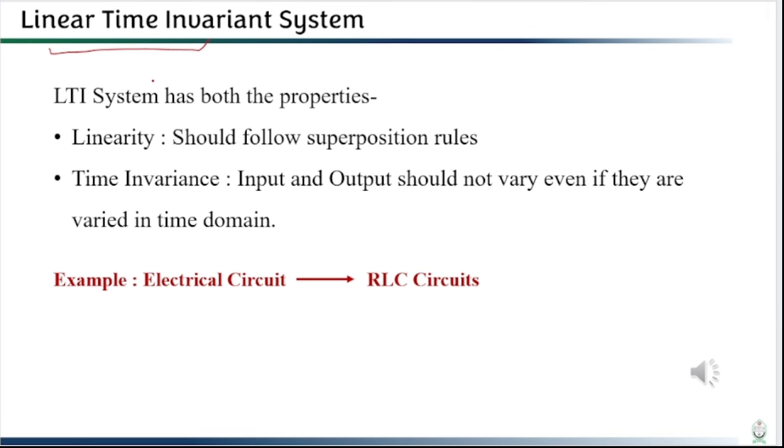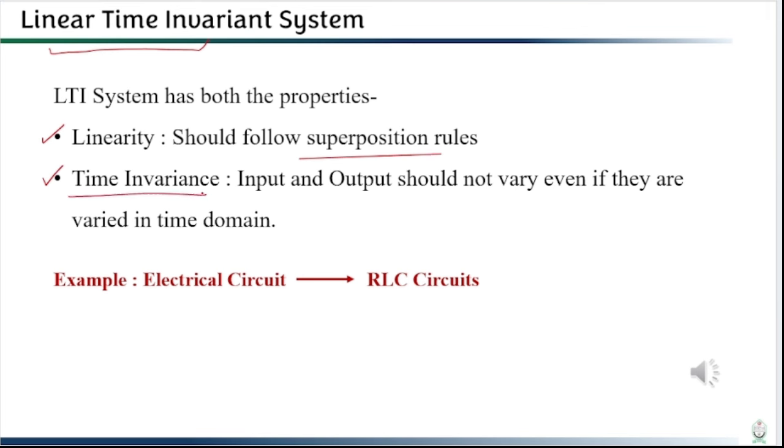A linear time invariant system is a system which has both these properties, one linearity and another one is time invariance. What do we mean by linearity? It means that the system should follow the superposition rules. Okay, I believe by now you already know what the superposition rule is, as we have discussed this in our previous lectures. And what is time invariance?